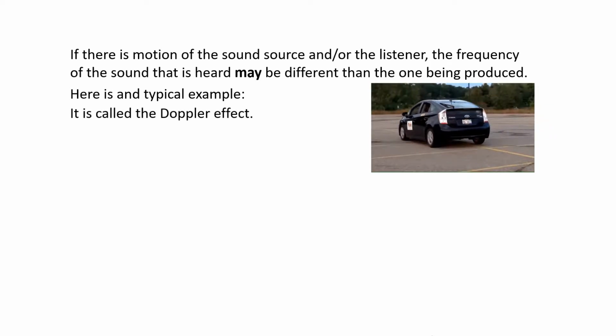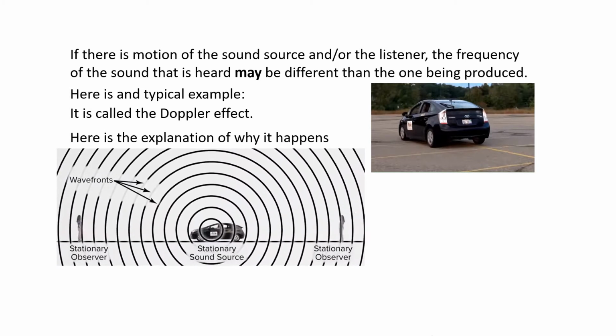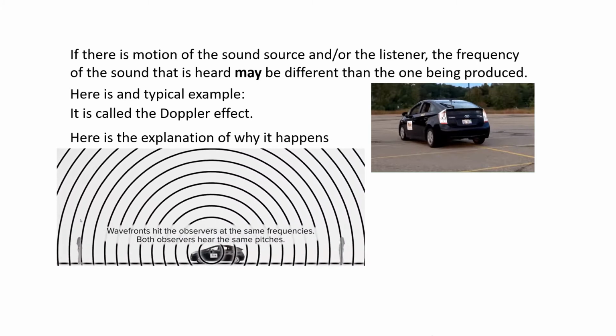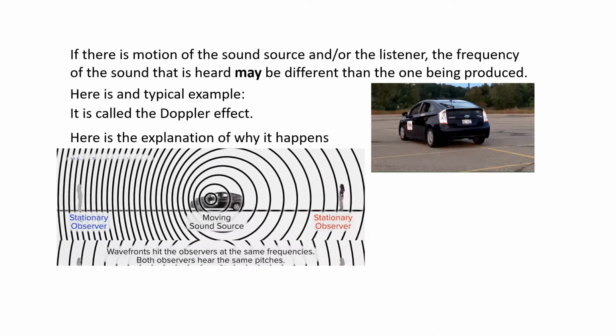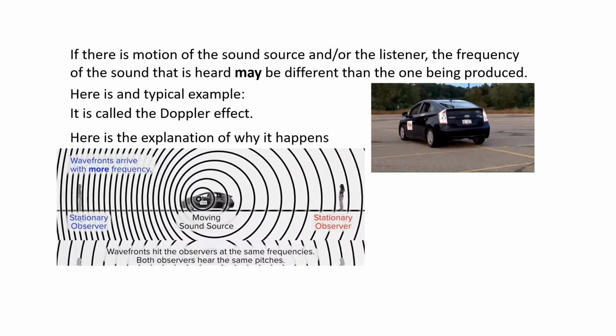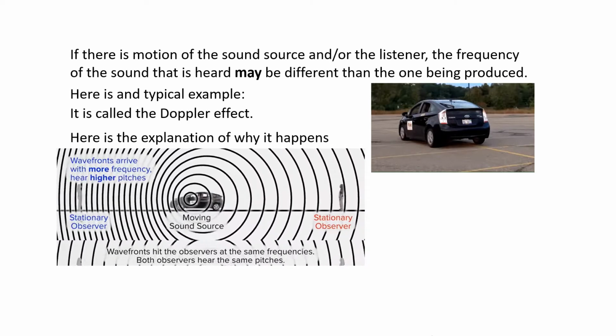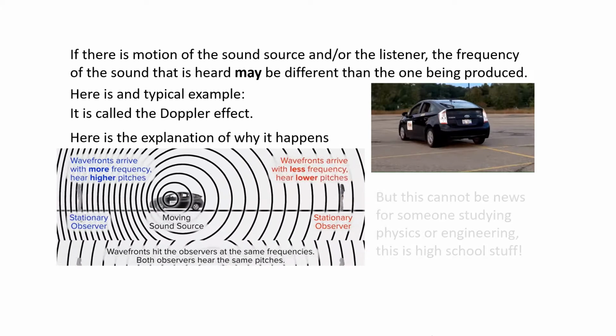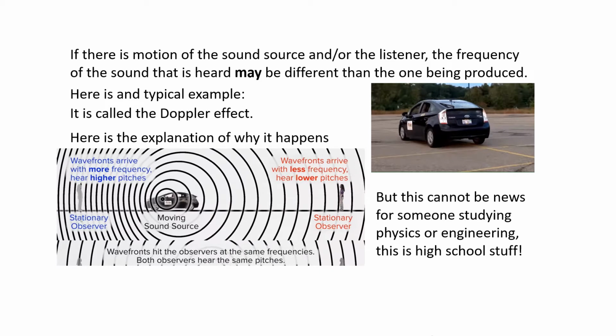It's called the Doppler Effect. Here's the explanation of why it happens. A stationary source generates equally spaced wavefronts in all directions. But if it moves, wavefronts are generated closer to each other in the direction of the motion and more spaced in the opposite one. But this cannot be news for someone studying physics or engineering.